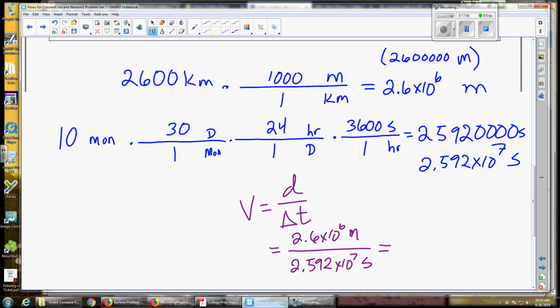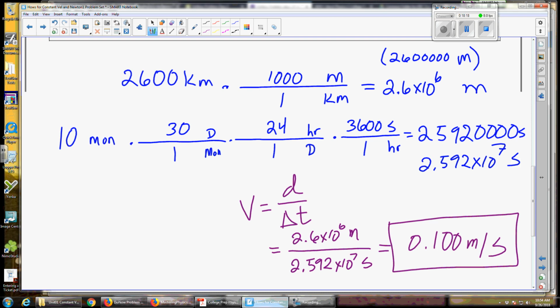And now, nicely, I just stored those in my calculator, so I don't even have to put them in. Actually, I didn't. Whoops. 2.6 divided by. And I got 0.100 meters per second. So about 10 centimeters a second.